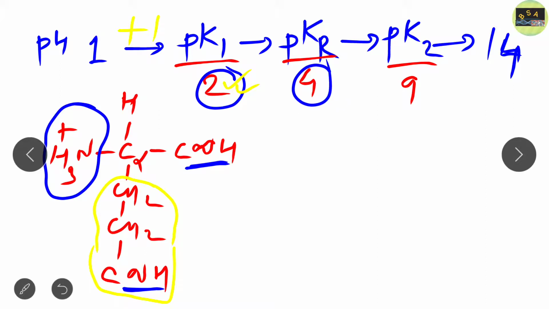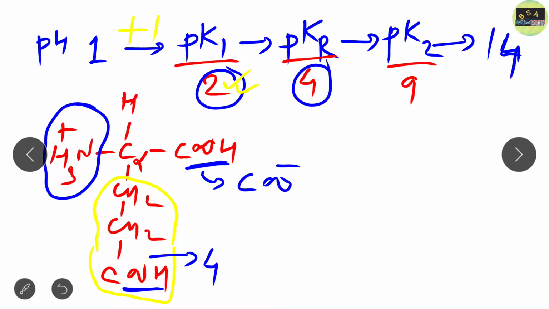4. So when we move from pK1 to pKr, this COH becomes CO minus, because above 2 it has to lose this H plus, that is the proton, and it becomes deprotonated, that is CO minus. This remains as COH. Why? Because its pKr value is 4. So at 4 it will remain as it is. When we move above 4, then it will become CO minus. It will lose its H plus. Clear?